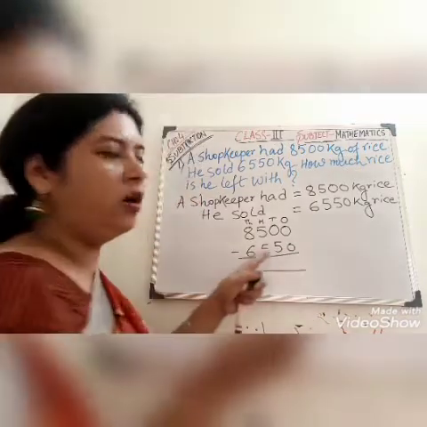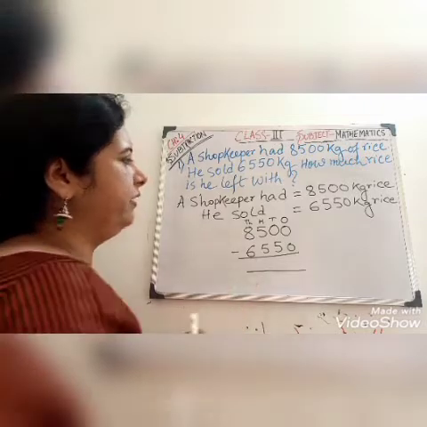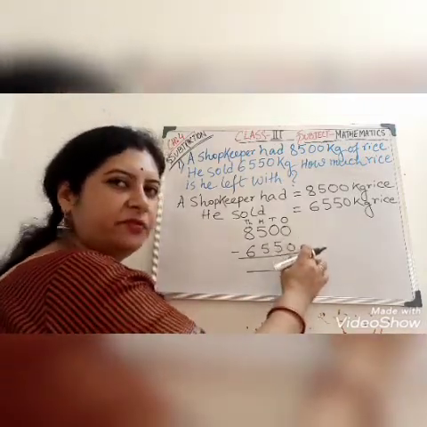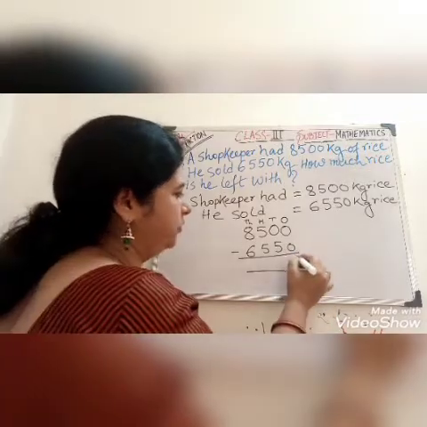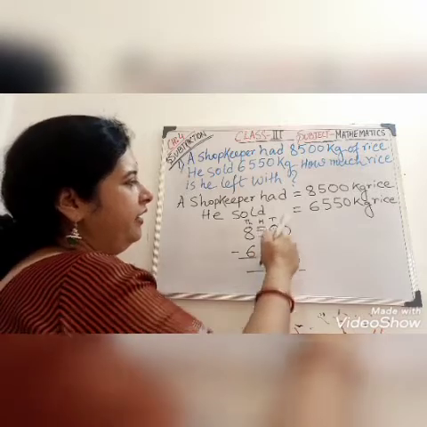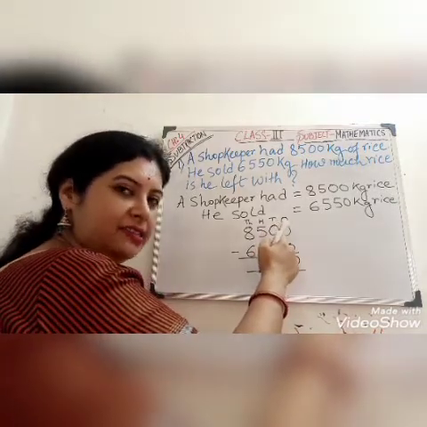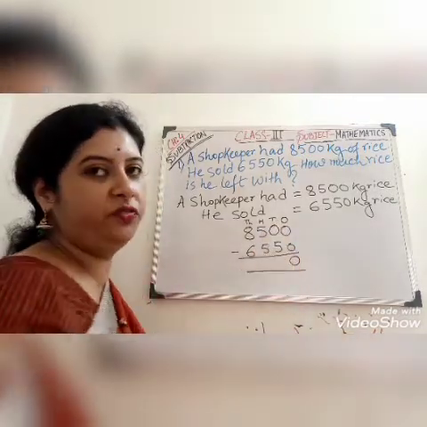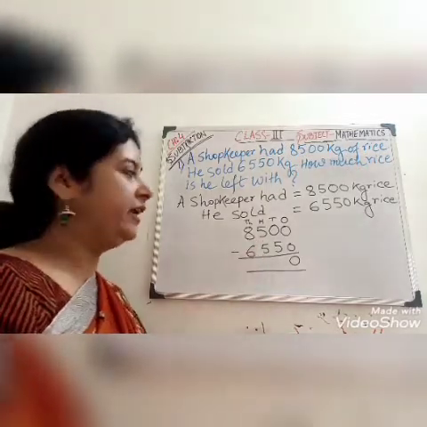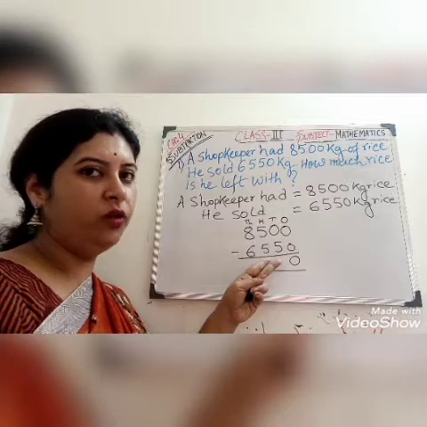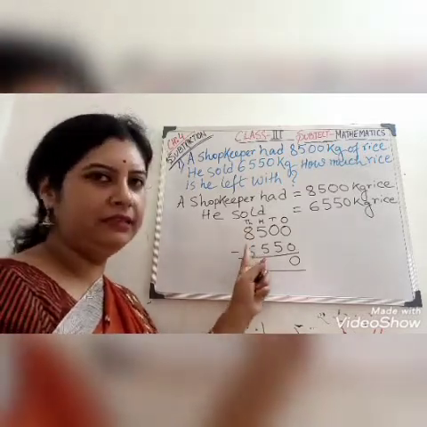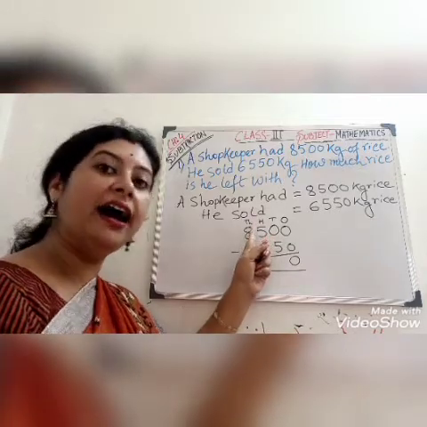Now again observe, children, in the ones place here is 0. So 0 subtracted from 0, our answer is 0. Okay. Now come to the tens place. Here in the minuend it is 0 and in the subtrahend it is 5. So if the minuend is smaller, we cannot subtract it. So what will we do? We borrow 1 from the nearby place. Here the nearby place is the hundreds place.